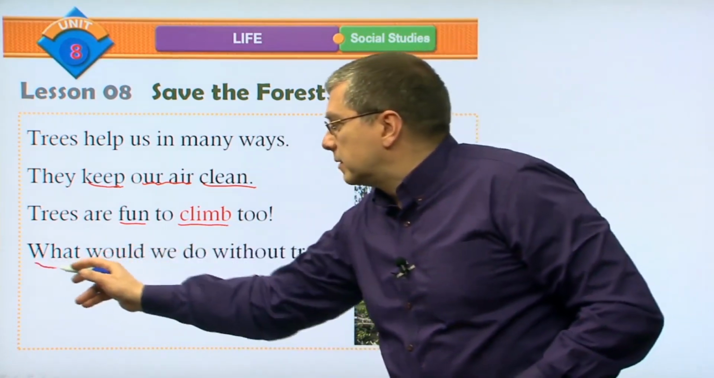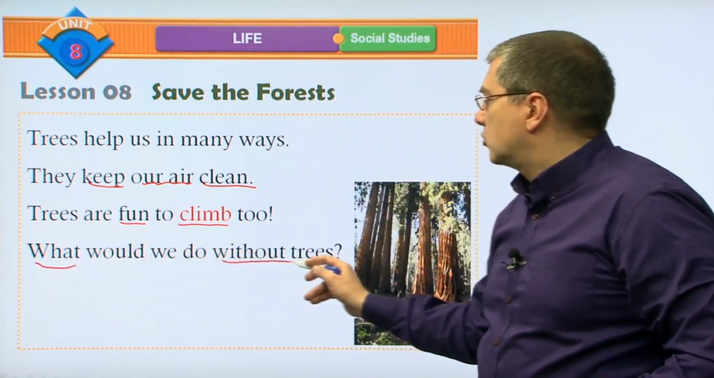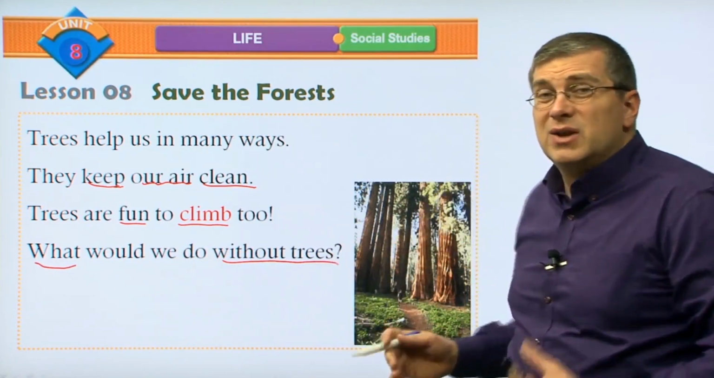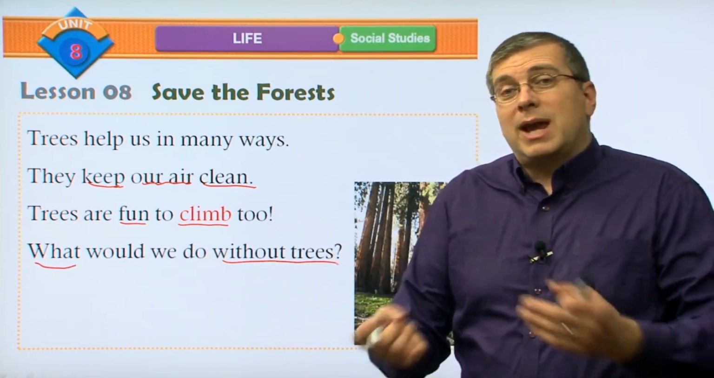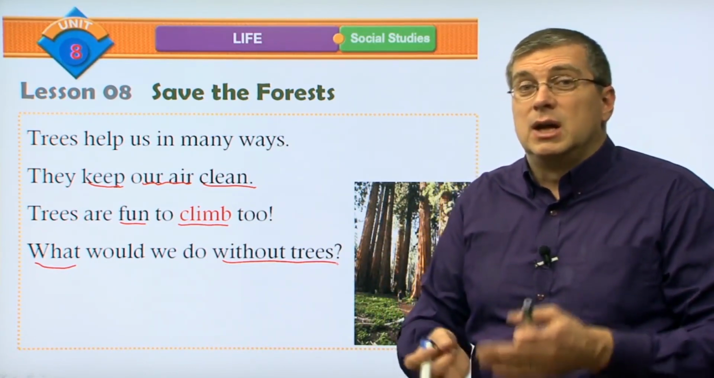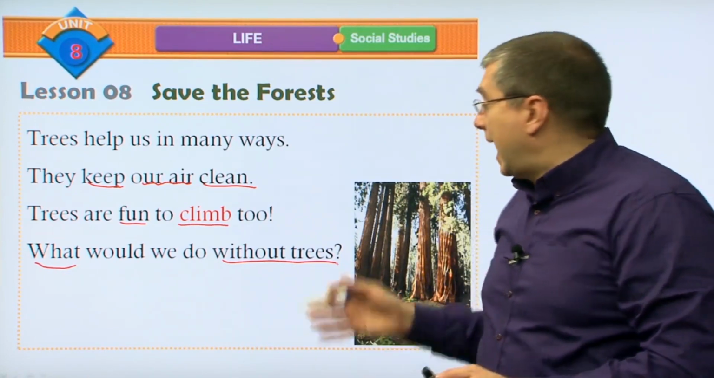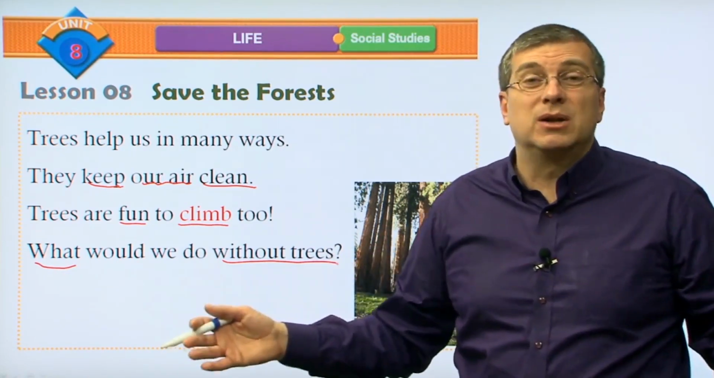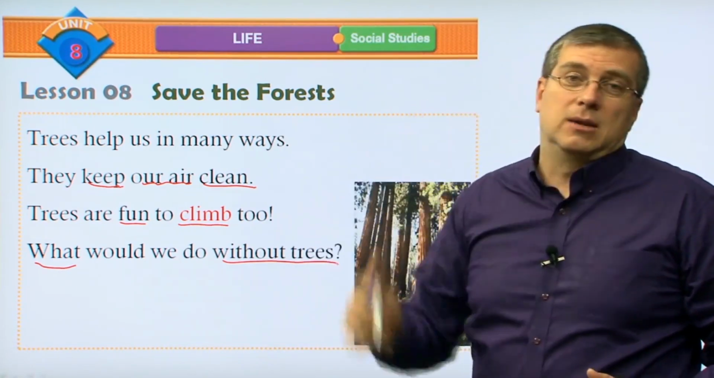So what would we do without trees? That's the important question. If there were no trees, what would we do? We would have a hard time to build houses, a hard time to build boats, a hard time to build furniture. Animals wouldn't have a home. The animals would disappear too. We couldn't see the animals.